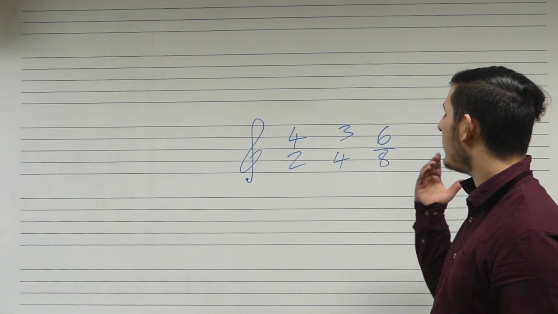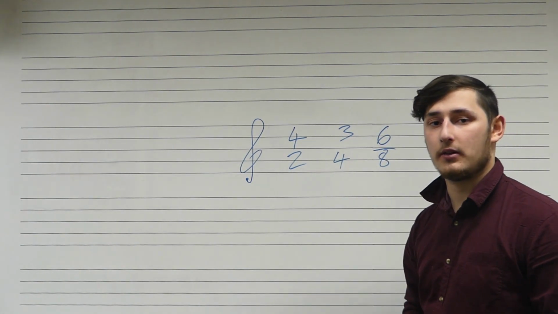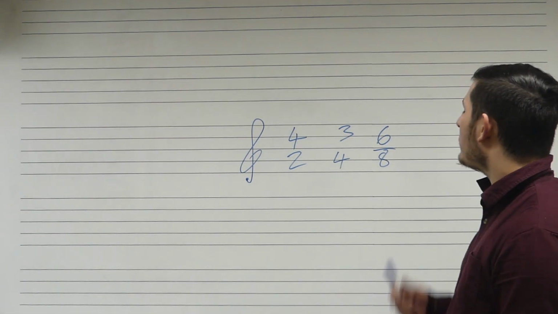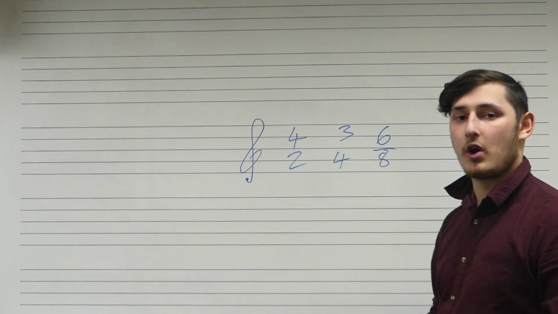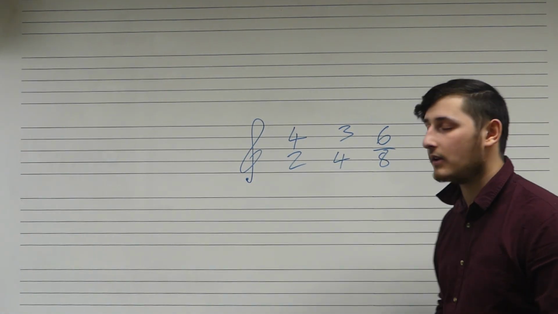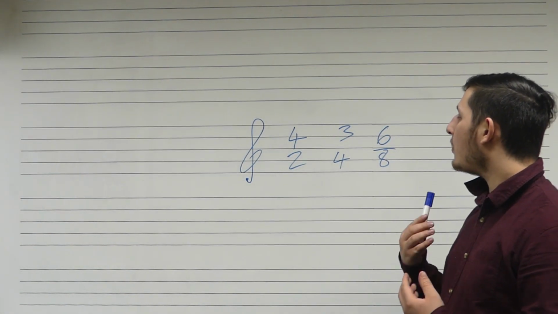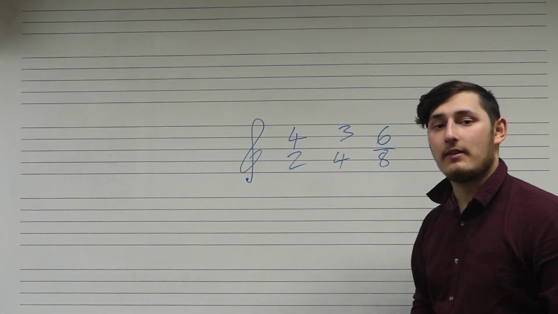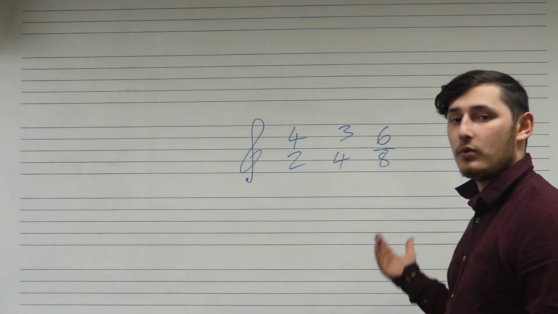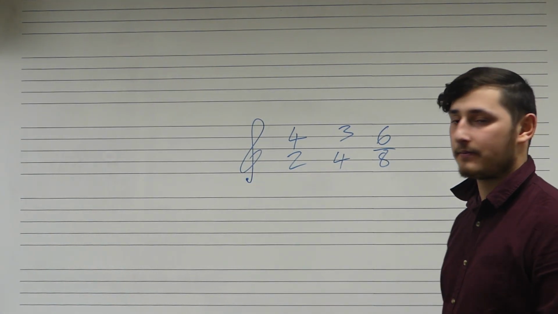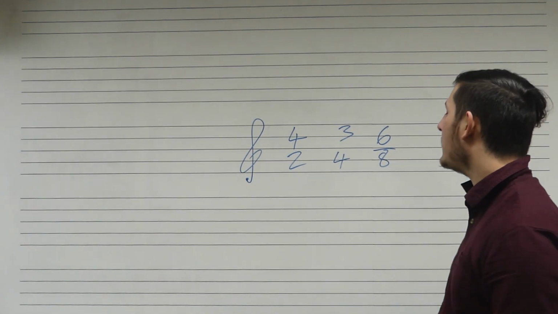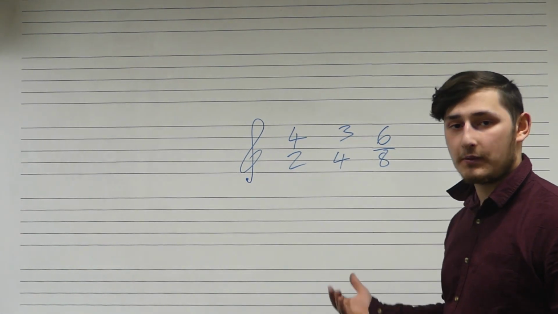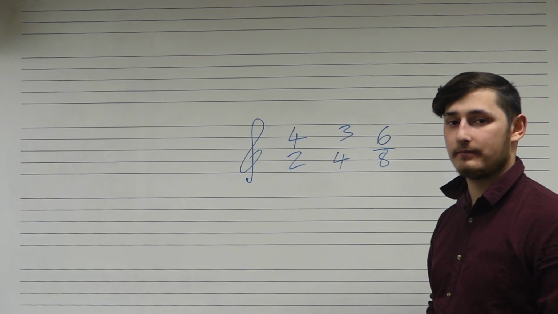Next, we have a 3/4 time signature. The 3 at the top determines that this is a simple time signature. The 3 at the top also determines that this is a triple time signature. Therefore, a 3/4 time signature is a simple triple time signature.